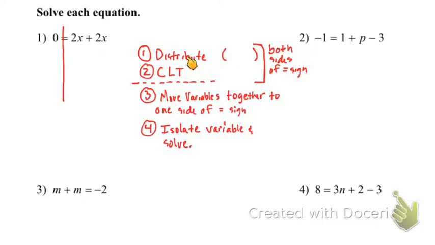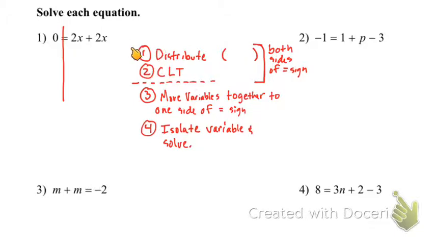So for example, if we do number 1, we want to check on the left side first. I want to see if I have any parentheses. If I have any parentheses, we want to do the distributive property. If you look on the left side, there's absolutely no parentheses, so I do not have to do step 1 for the left side of the equal sign. Then we go to step 2 for the left side. Do I have any like terms I have to combine? Since we only have 0, there are no like terms over here on the left. So 1 and 2 for the left side of the equal sign, we're done.